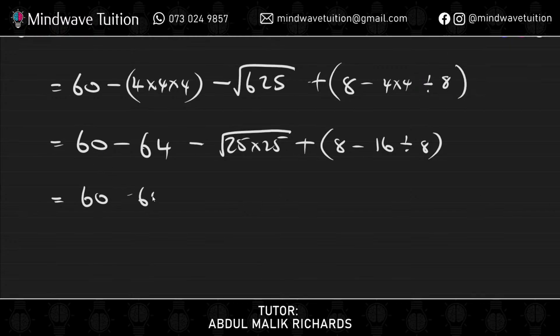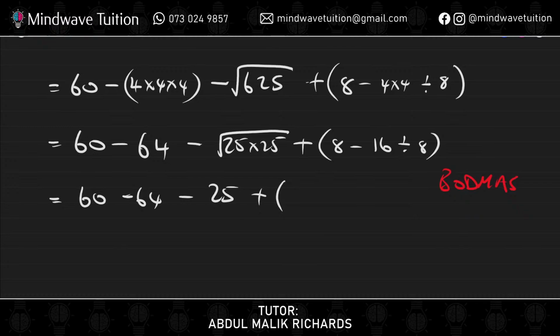60 minus 64 minus, and we now know the square root of 625 is 25 plus, and in the bracket over here we have division in the second part, so we have to divide first according to BODMAS.